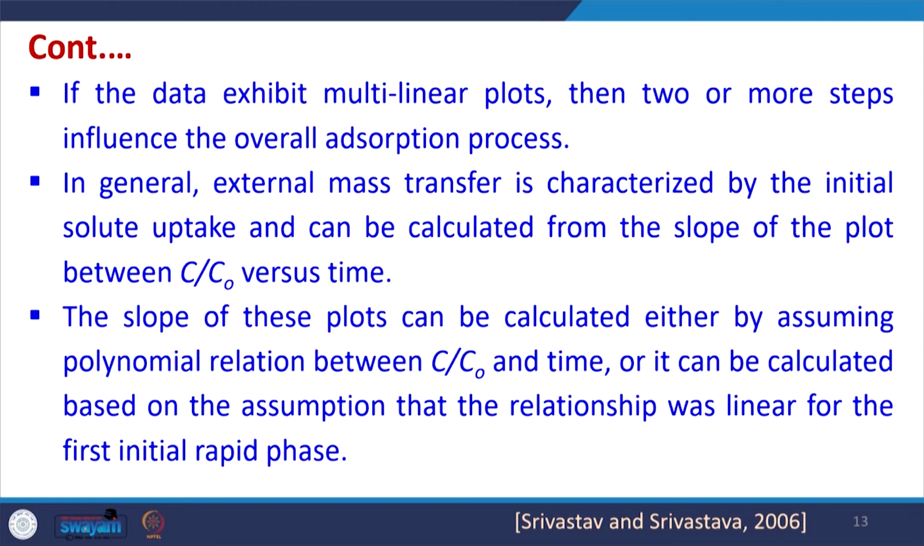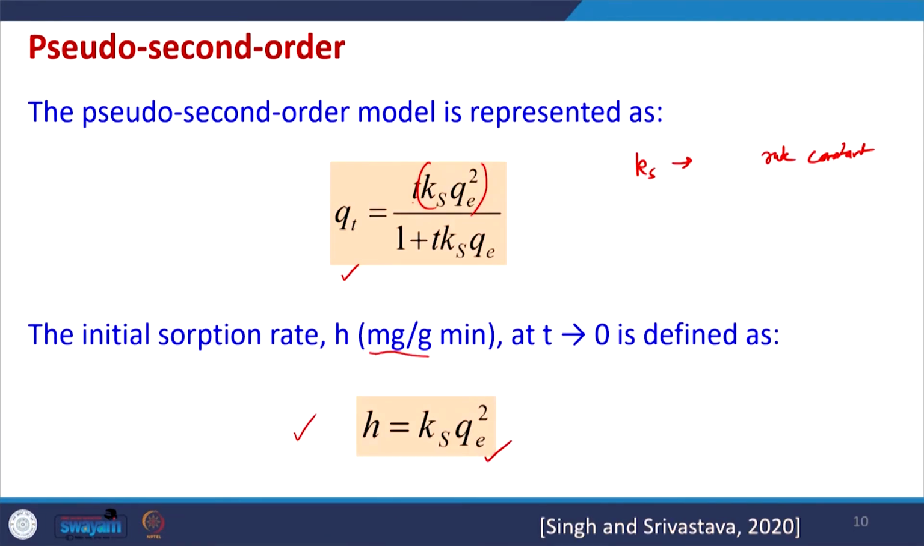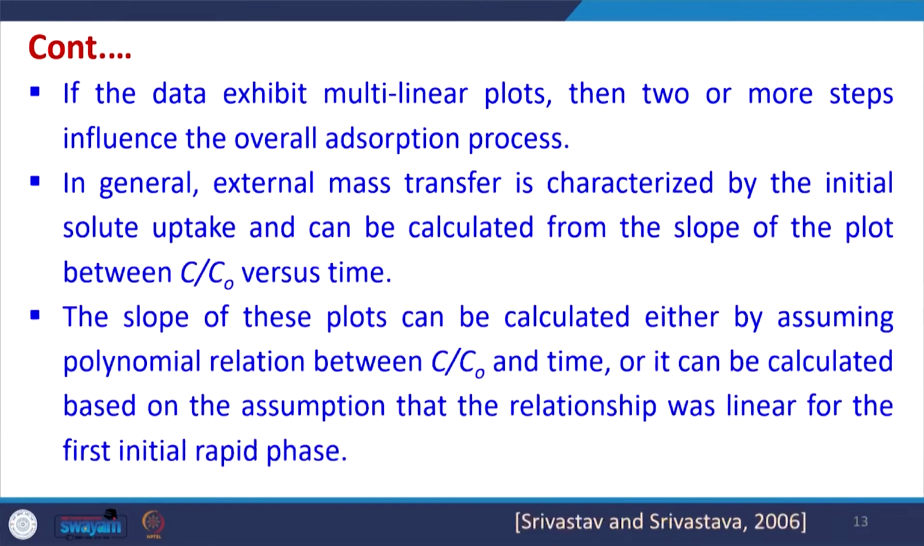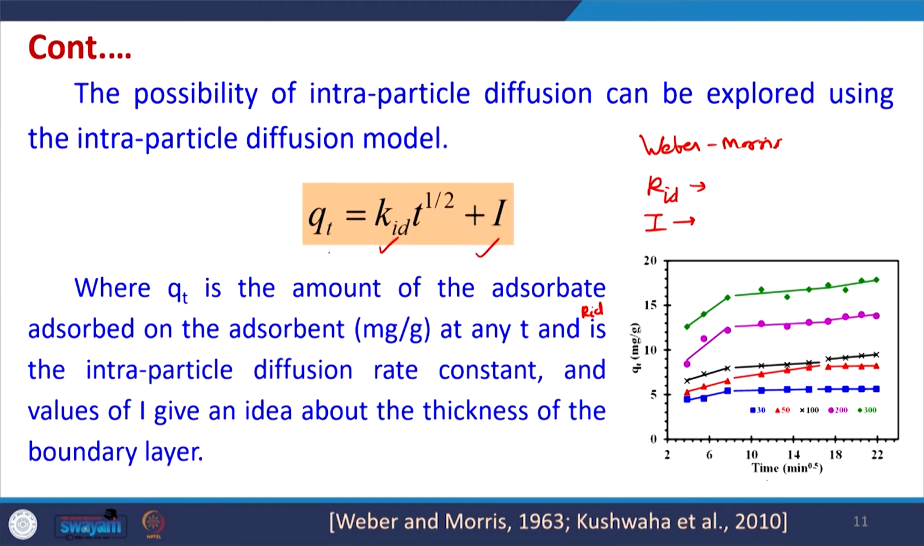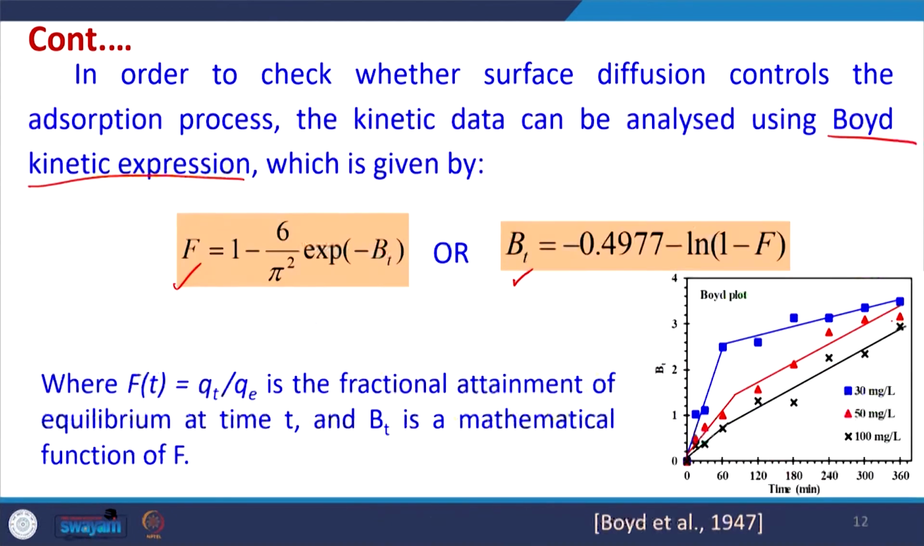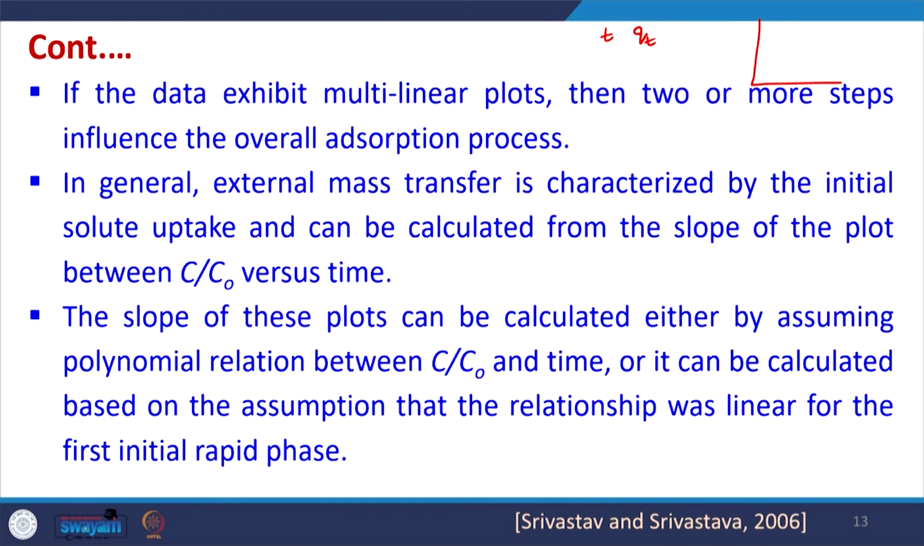Now in the kinetic data, what we do is we try to find out the Qt versus t data. Already I have told. This data is plotted in the Weber-Morris model like this. We plot Qt versus t to the half, that is, time raised to 0.5, and this is Qt. If the data can be represented by multiple slopes, like one example here which has multilinear plots, we can interpret a lot of information from these data.